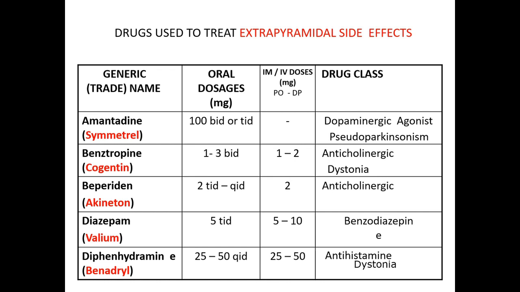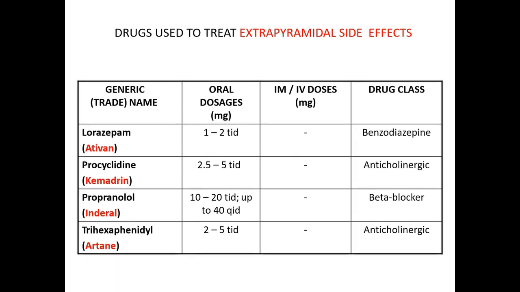Be familiar with the words amantadine, benztropine, biperiden, diazepam, diphenhydramine. Let's add some more: lorazepam, Ativan, procyclidine, Kemadrin, propranolol, Inderal, and trihexyphenidyl, which is Artane. These are all classified as either anticholinergic, beta blocker, or benzodiazepine. You may not be able to memorize all of these, but you have to be very familiar with an anti-EPS and antipsychotic medication.